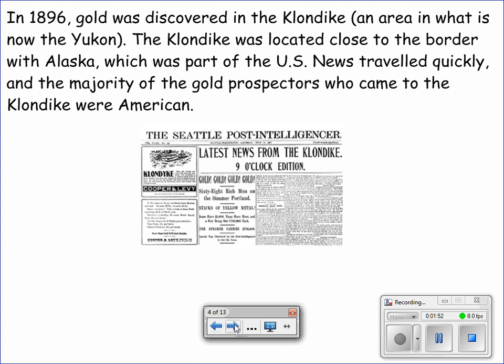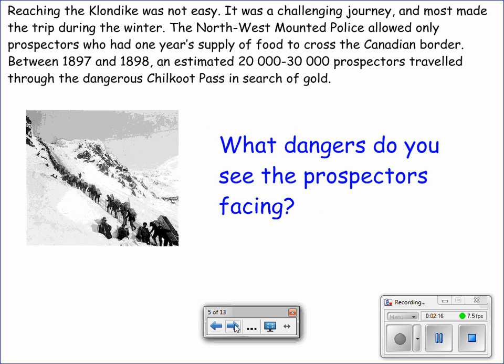In 1896, gold was discovered in the Klondike, an area in what is now the Yukon. The Klondike was located close to the border with Alaska, which is part of the U.S. News traveled quickly, and the majority of the gold prospectors who came to the Klondike were American. Reaching the Klondike was not easy. It was a challenging journey, and most made the trip during the winter. The Northwest Mounted Police allowed only prospectors who had 1 year's supply of food to cross the Canadian border.